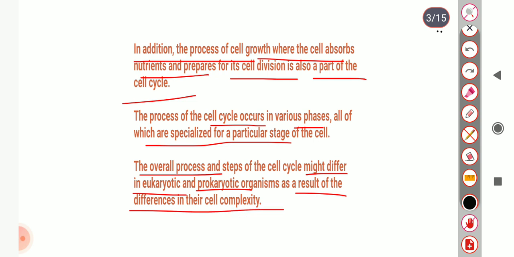You can see the structure of the eukaryotic cell and prokaryotic cell, and their order of the cell cycle and cell division are totally different. So the complexity is different from eukaryote to prokaryote.